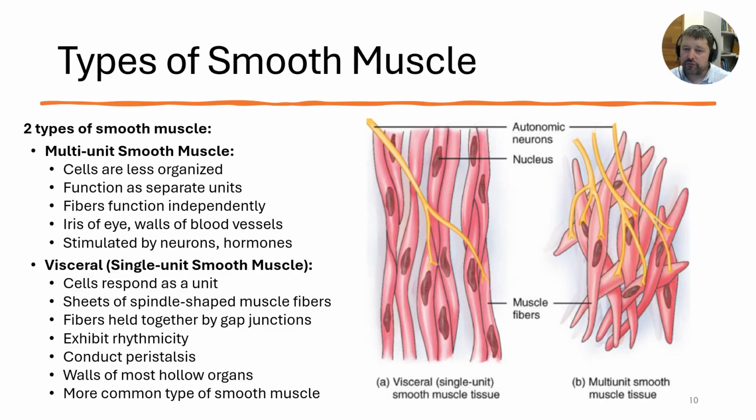Here you can see that the visceral muscle occurs in sheets. There's no overlapping. It only takes one autonomic neuron to stimulate the entire sheet, versus the multi-unit smooth muscle, where each cell is stimulated by a neuron to get that contraction to occur.